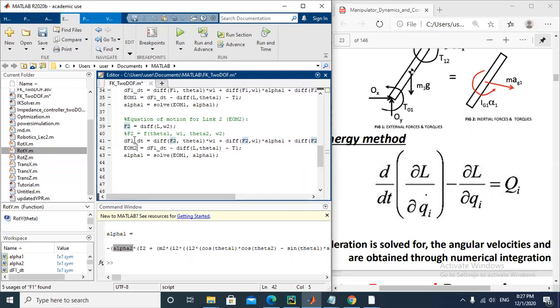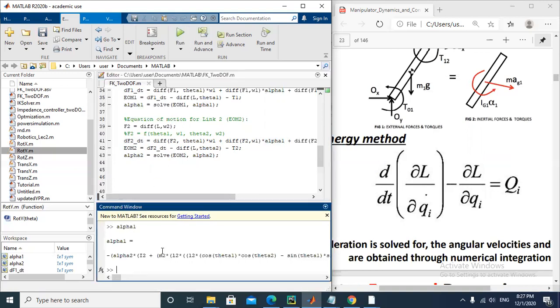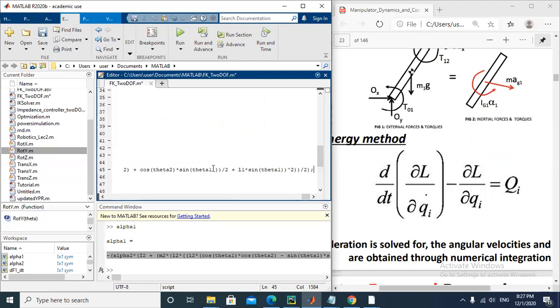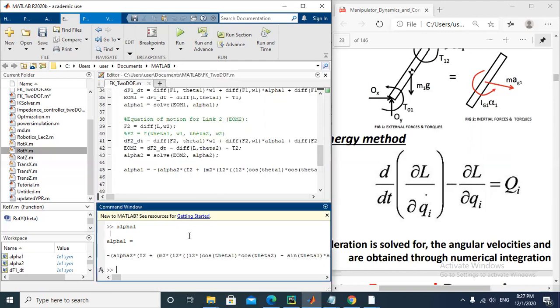So EOM2 is equal to F2 derivative with respect to t, and this one is for theta 2, and then torque 2, and then alpha 2 is equal to the solution of EOM2 for alpha 2. Okay, so there we have it. All right, so let's now come here. We have alpha 1, so now we solved it. We're going to come here and write it. So this is my alpha 1. Let's find what alpha 2 is. Alpha 2 is that.